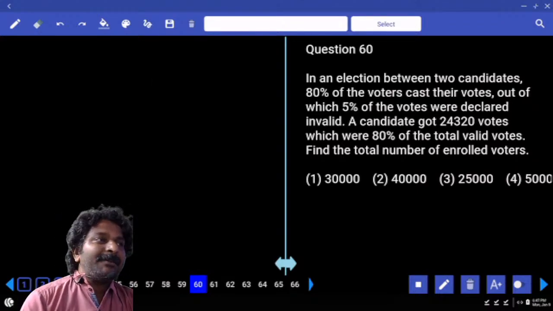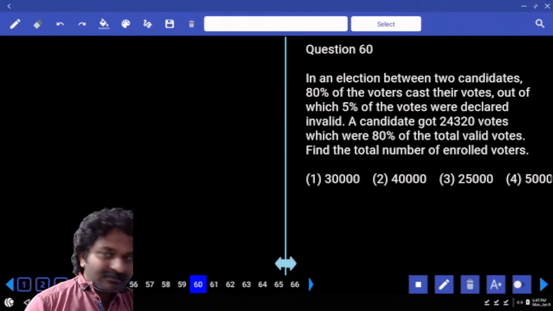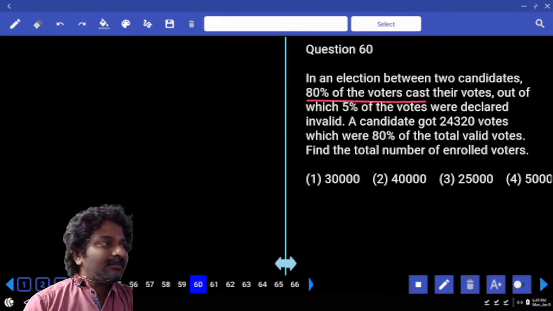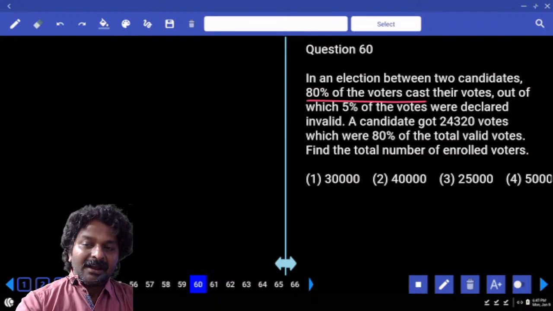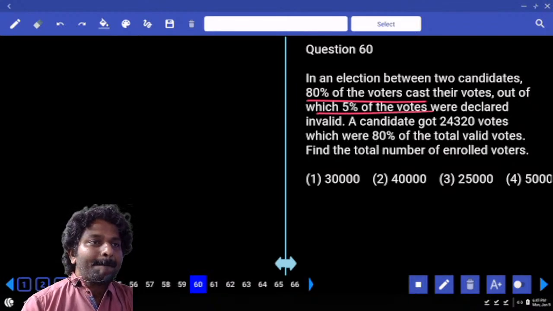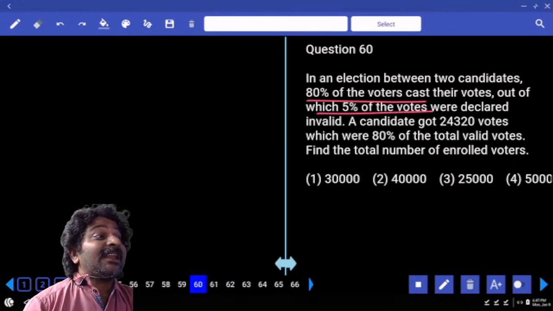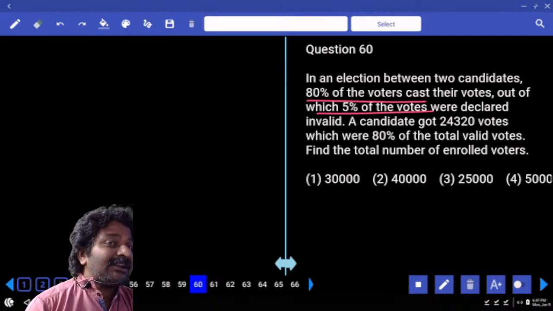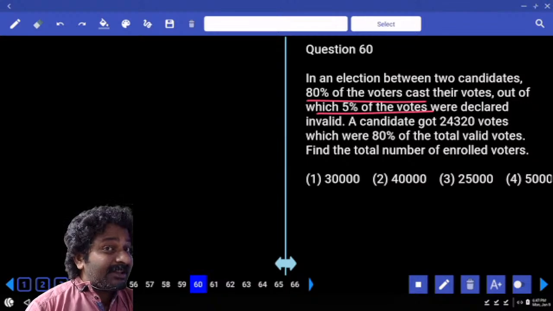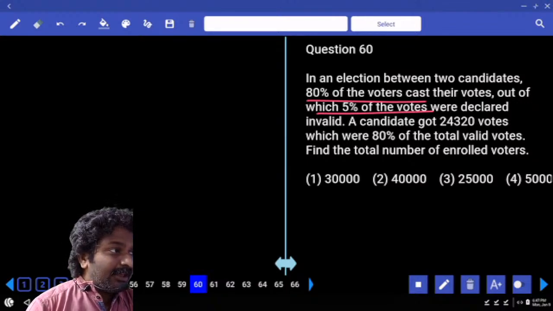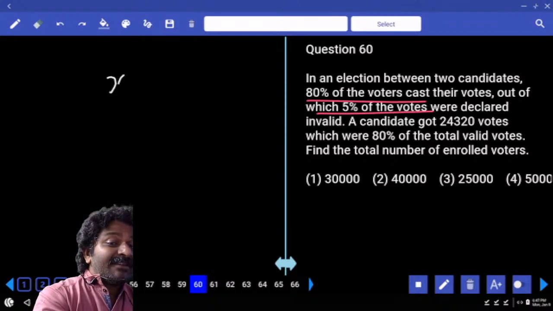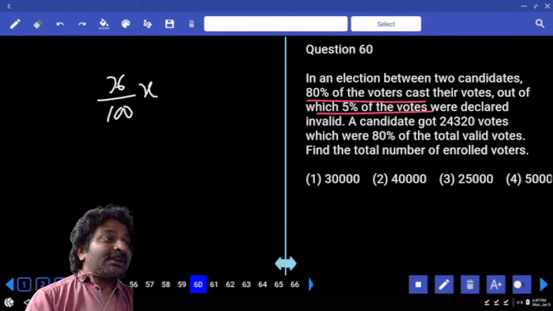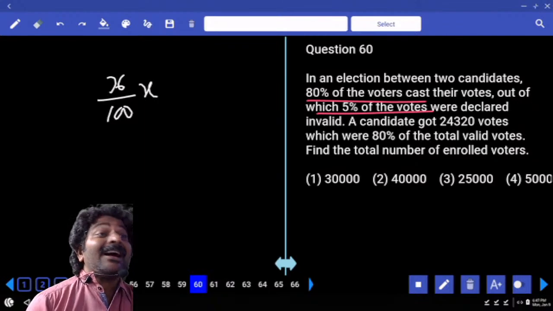Okay, let it be 100%, X. How many cast their votes? 80%. And how many of them are valid? 5% are invalid. 5% of which number? 80. How much is 5% of 80? 4. If 4 are invalid, how many are valid? So 76% of total votes were polled and they are valid.